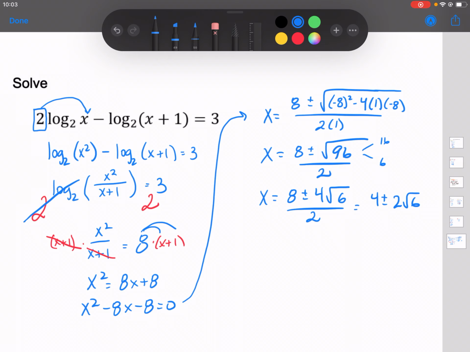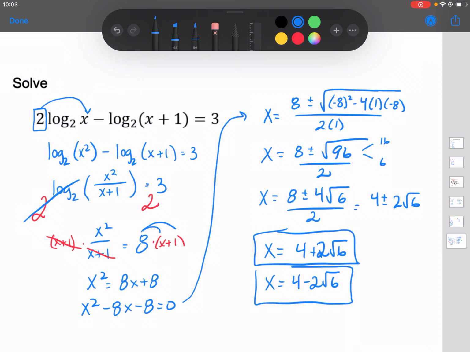Now let's just see if both of those end up working. I'm going to write them out separately, in fact. 4 minus 2 square root of 6. So I'm going to check both of these. I'm circling them for now, but that doesn't mean they're actually right. So I just need to make sure that when I plug them in, I get a positive number. So 4 plus 2 times the square root of 6 is approximately 8.9. So that one will work because 8.9 plus 1 is still bigger than 0, and so is 8.9.